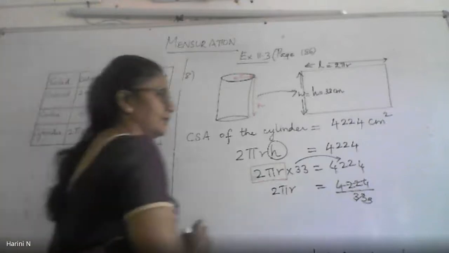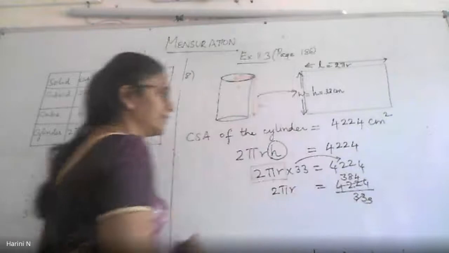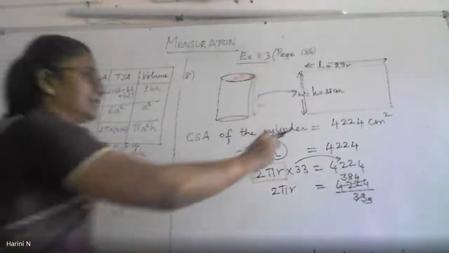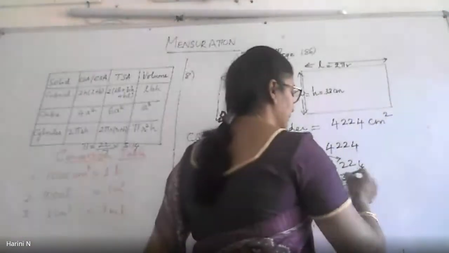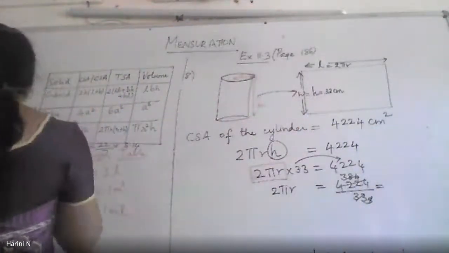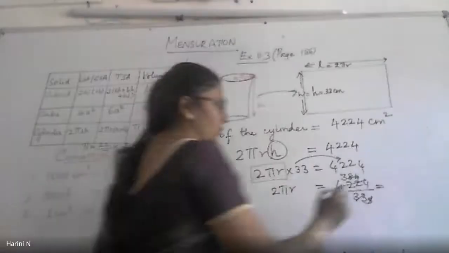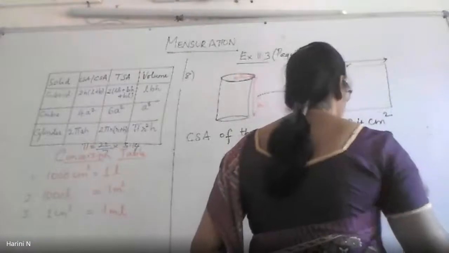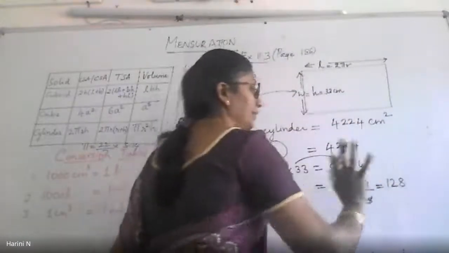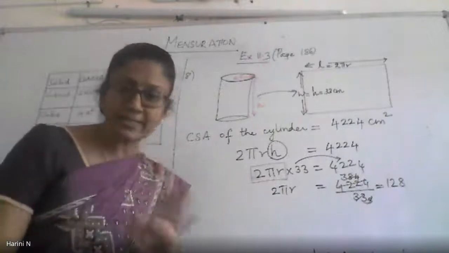You will get 384. See if you're getting 384. Then 384 and 3 also you can cancel. They are multiples. 384 is a multiple of 3. Tell me how many times? Yes, 128. So your 2 pi r is 128. I stopped there. I didn't go to find out the radius because nobody is asking me the radius.